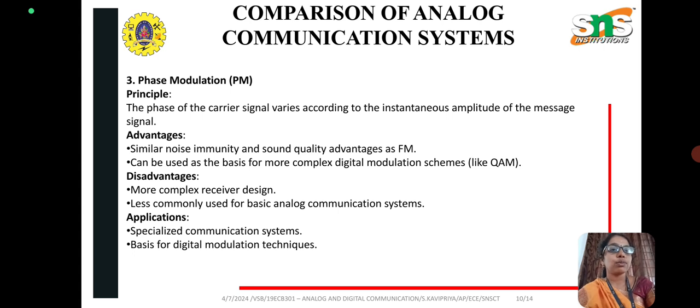And next is phase modulation. The phase of the carrier is varied in accordance with the amplitude of the message signal. Advantage is similar noise immunity and sound quality as that of FM. It can be used as a basis for more complex digital communication modulation schemes like QAM. Drawback is a more complex receiver design, and it is less commonly used for basic analog communication. Application: it is used for specialized communication systems. It is a basis for digital modulation techniques.